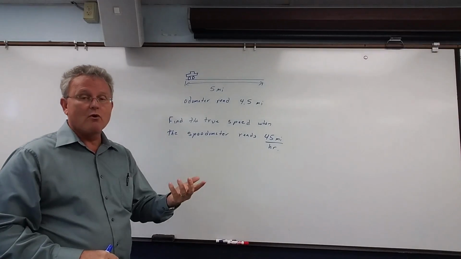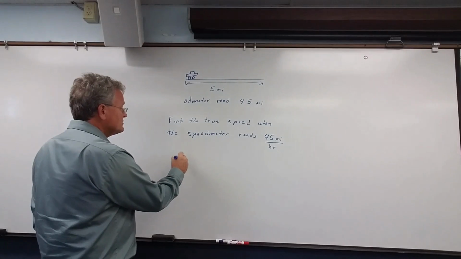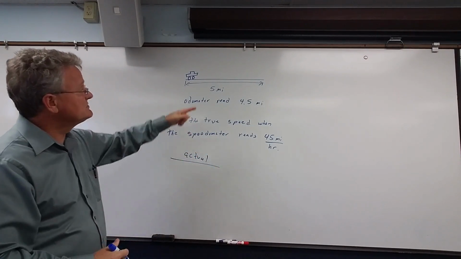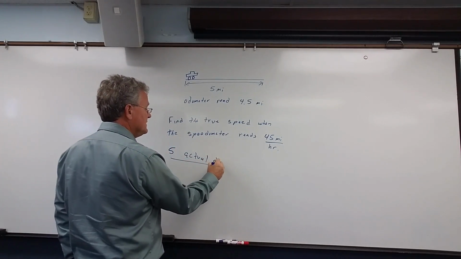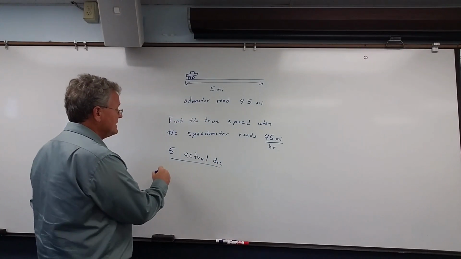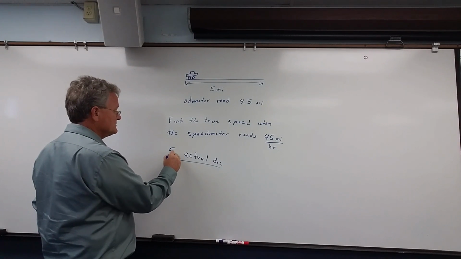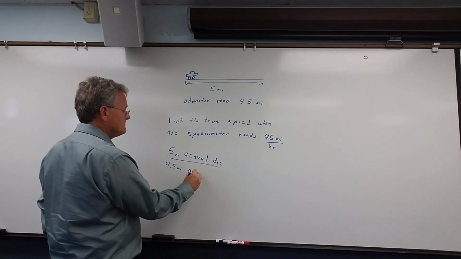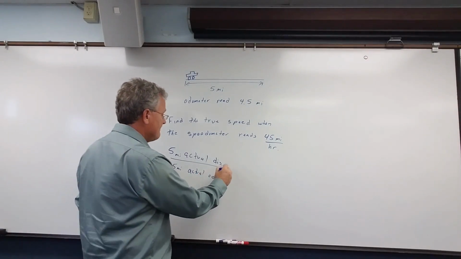Well, for proportions, the whole idea here is to keep our units consistent. So let's put the actual distance, which is 5 miles, over the odometer reading, and that is 4.5 miles.